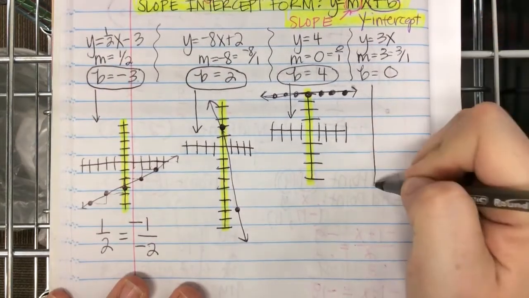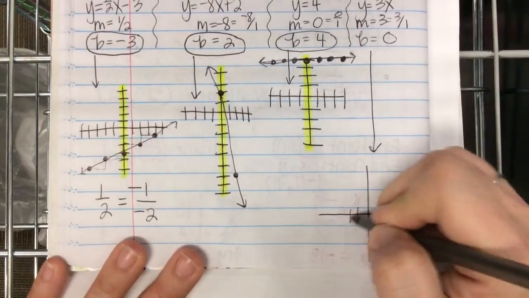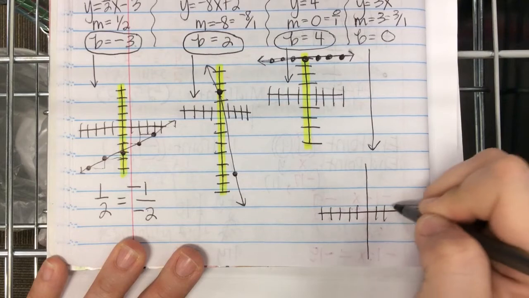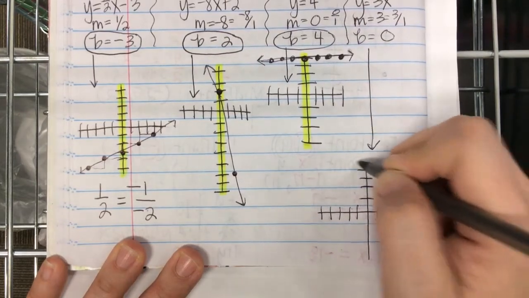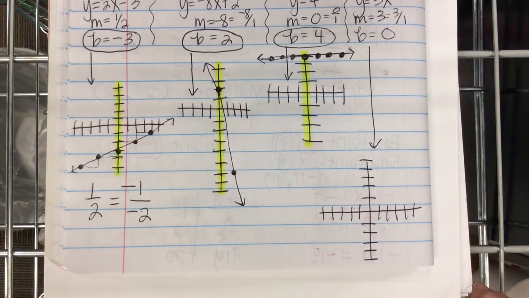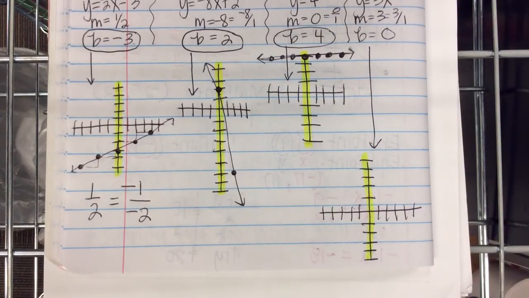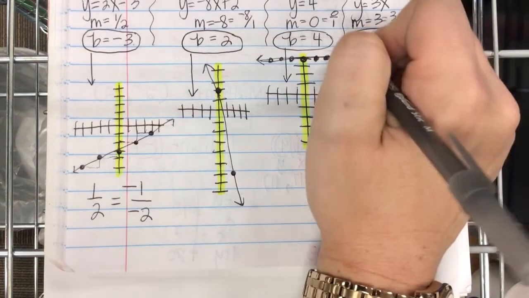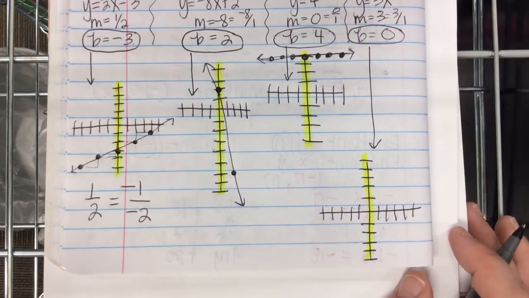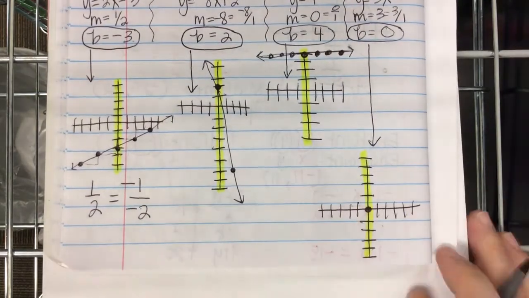All right, let's do this last one. Let's do 5 each way. And in this last graph, we start with the same spot. You start with your y-intercept. That's always your starting point when you're graphing slope-intercept form. And this time, the y-intercept is 0. So at the origin, I put a dot.